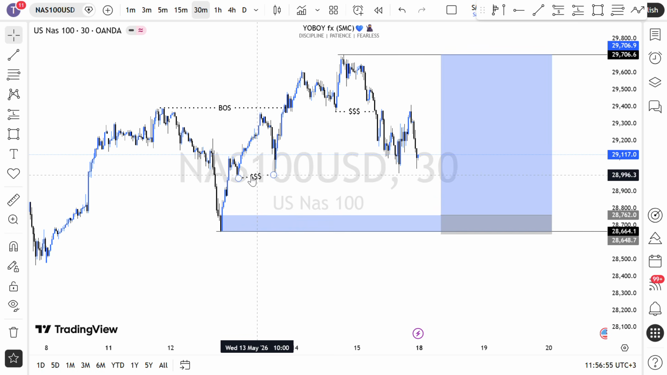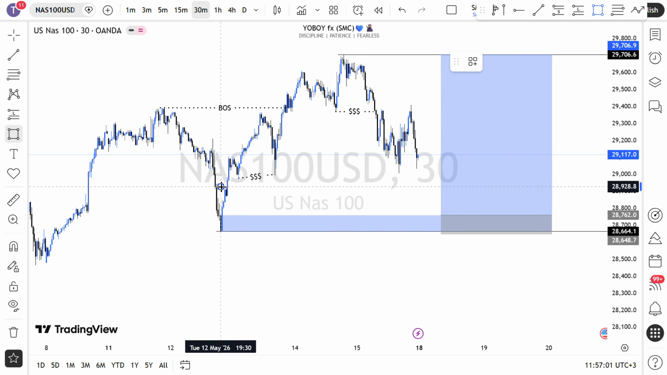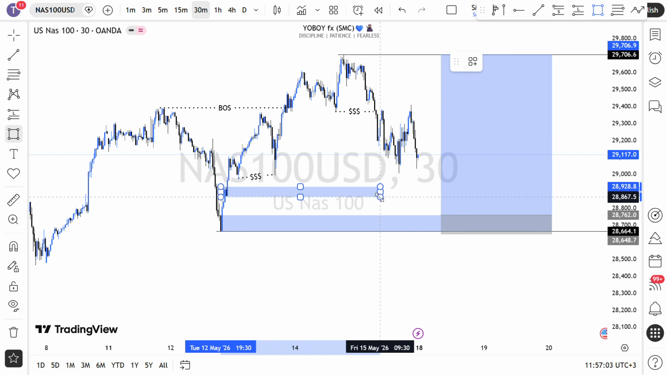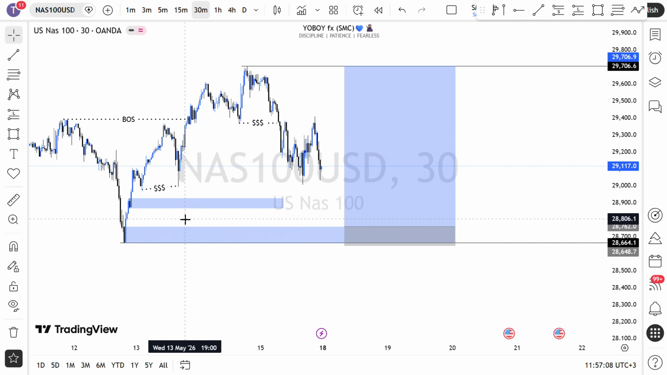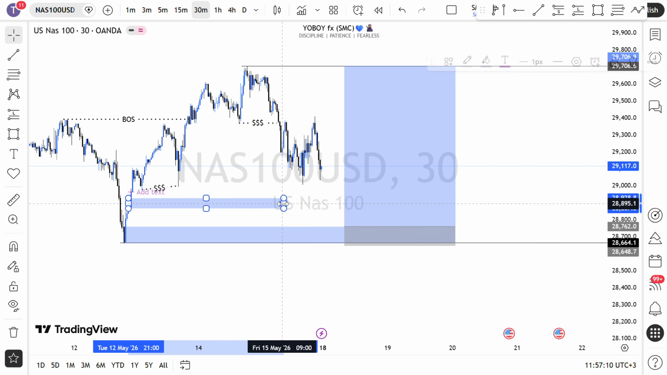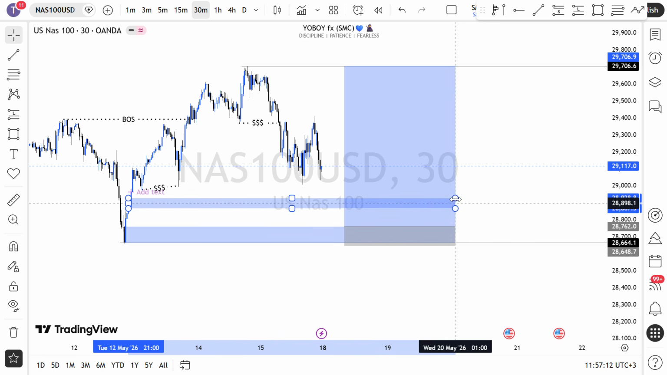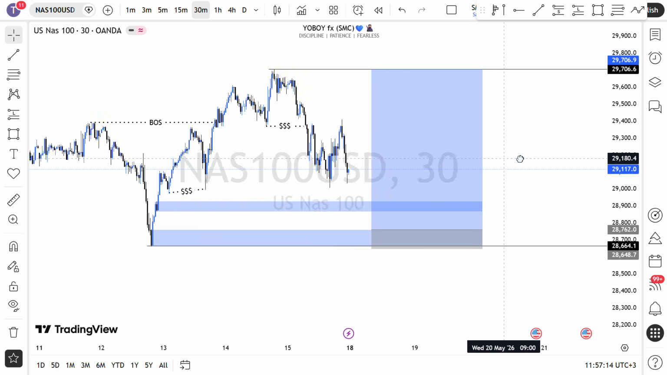So we have the liquidity sitting just above this order block. That is why I'm saying that price might also react from this first order block here. So you just need to be very keen and watch out for the market so that you can't miss this opportunity. So that is the area there.